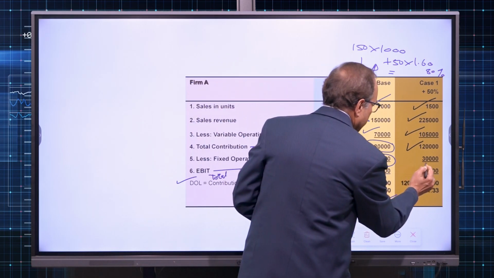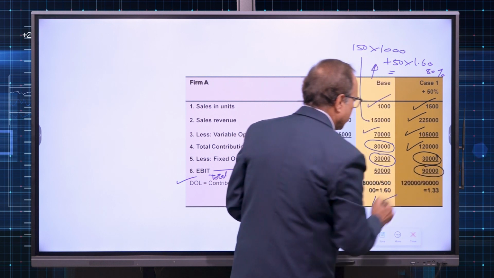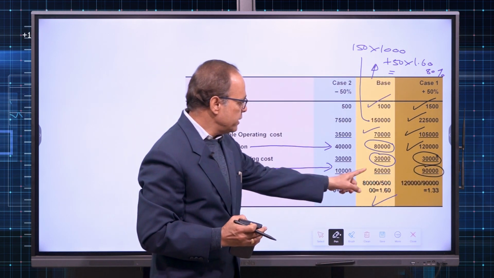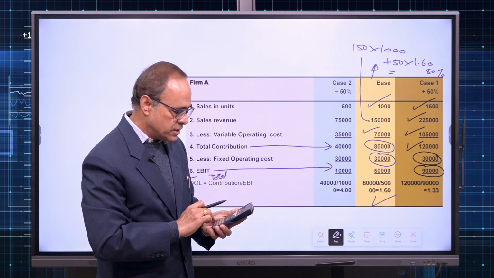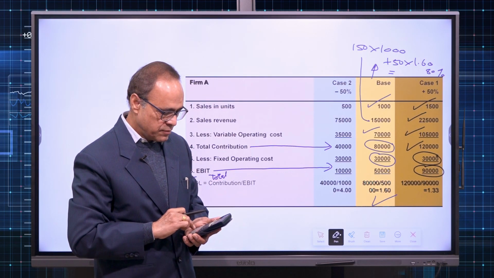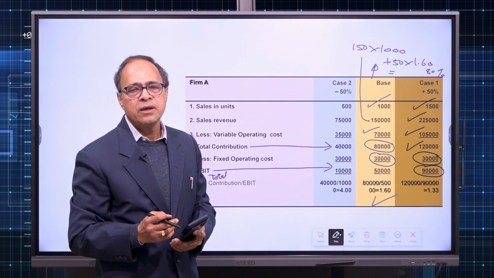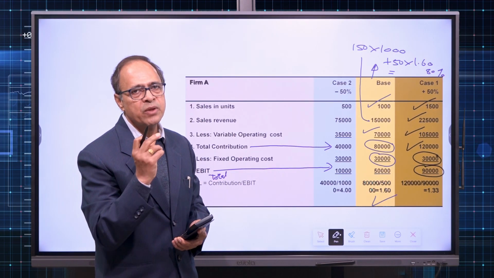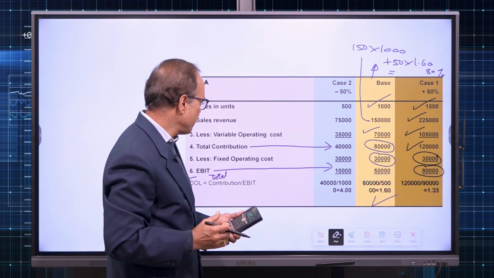So my contribution is 120, fixed cost is 30. So I get operating profit 90,000. And now you can verify. Earlier operating profit was 50,000. Now it is 90,000. So there is an increase of 40,000 over 50,000. So that makes it 80%. And that is what we predicted, that if sales increases by 50%, operating profit will increase by 80%. So that is the operating profit we have.